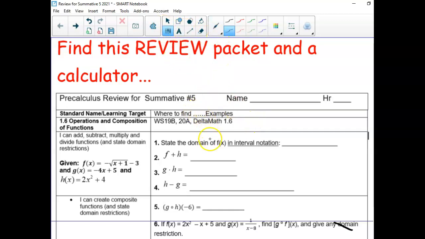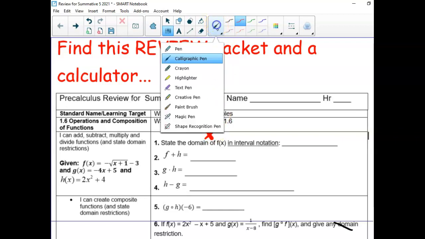Okay, this is the review for summative 5. Guys, how do we deal with the domain when there's a radical? What can we not put into a radical? Negative numbers, yes.